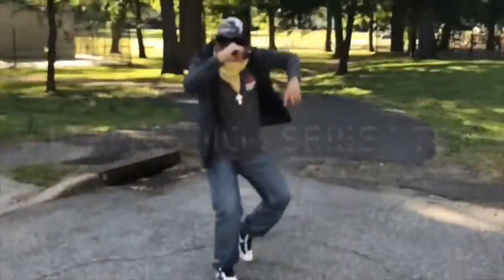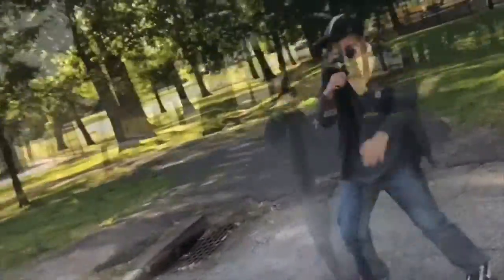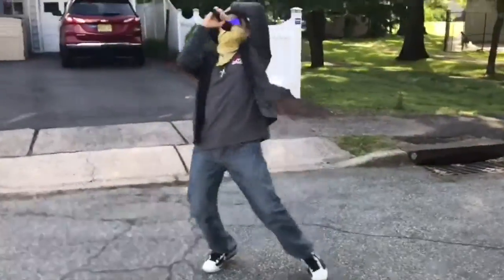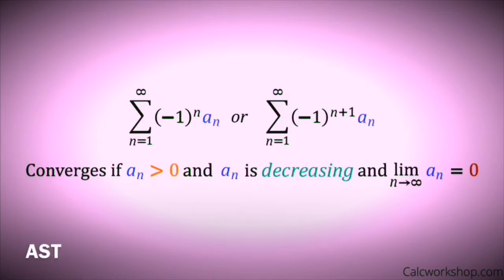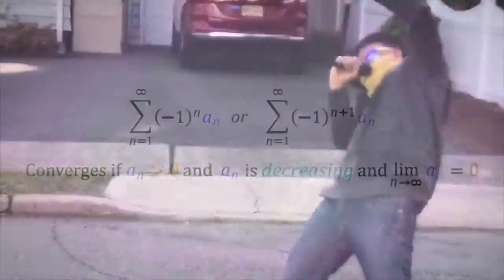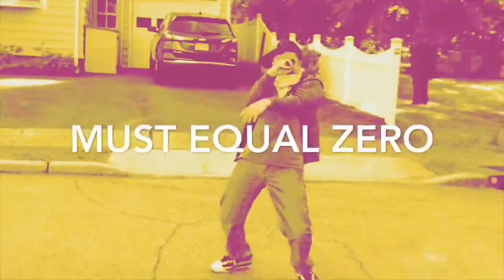And then there's alternating series, where there are a few conditions to show a series converges. Test if the series alternates between positive and negative values. Next, the series must be decreasing. And finally, the limit as n approaches infinity of the absolute value of a sub n must equal 0.